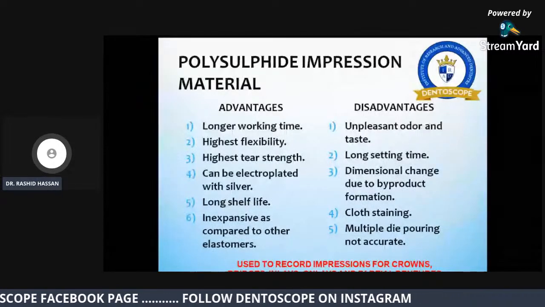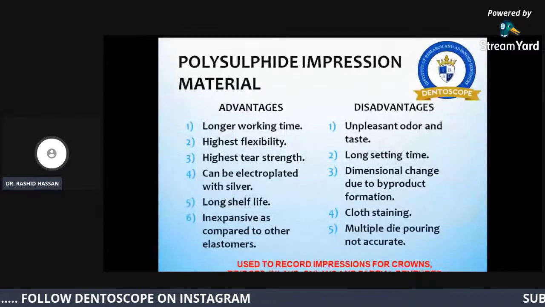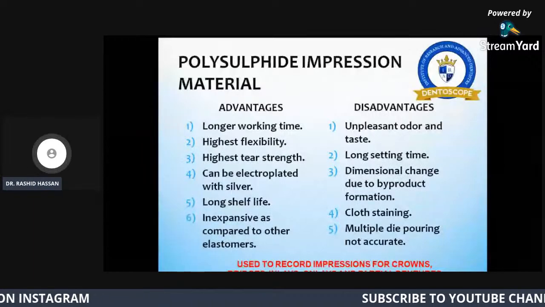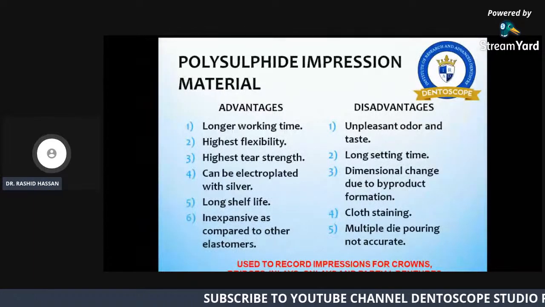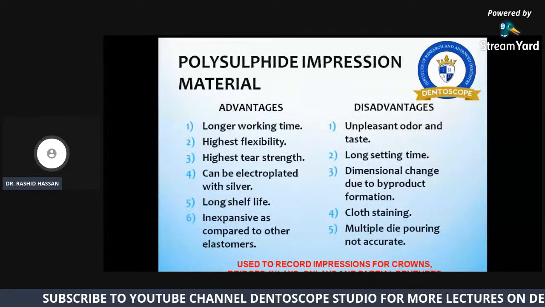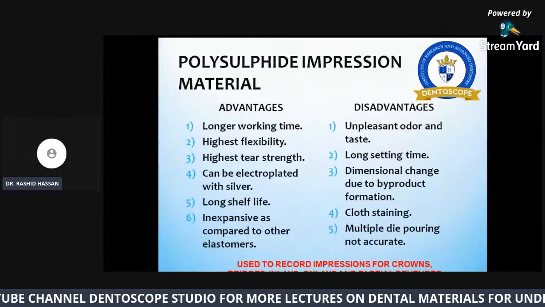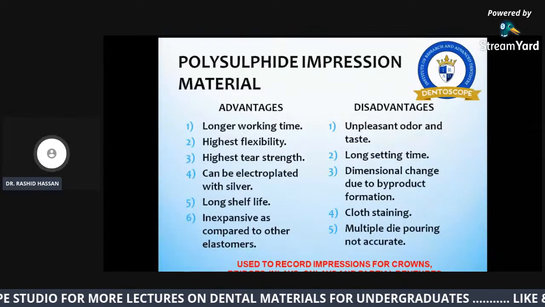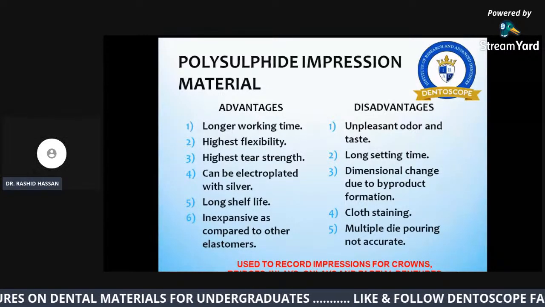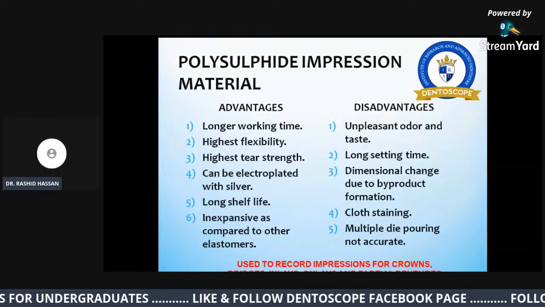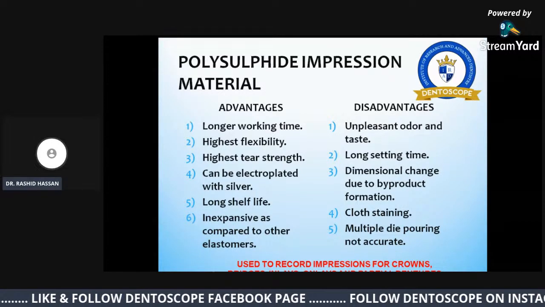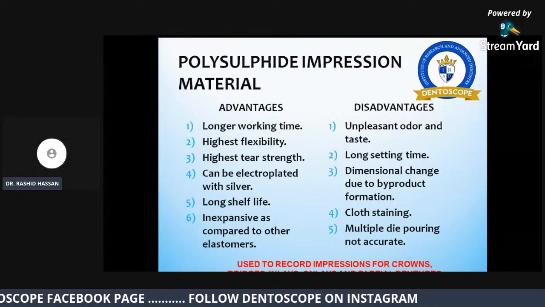Then dimensional change due to the byproduct formation. A byproduct is formed, which clearly shows that the polysulfides get polymerized by a condensation polymerization reaction, in which water or alcohol is the byproduct formed. So that's why the polysulfides have dimensional changes, which is not good at all.